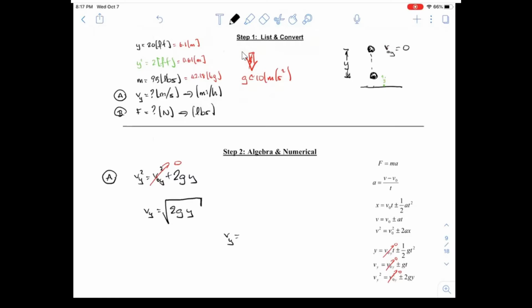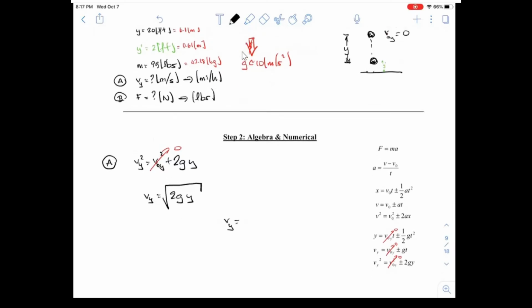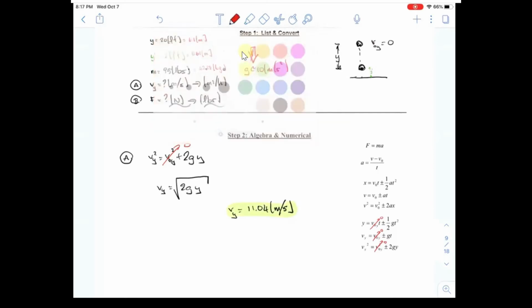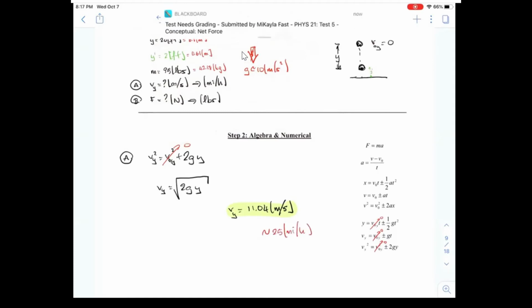All right, so give me the speed in terms of meters per second and convert it to miles per hour. 11.04 meters per second. Okay, give yourself 5 points. So what is this? This is what, 22, 20, is it 25? 24, yeah, it's roughly 25 miles per hour. Okay, give yourself 5 points for that one.